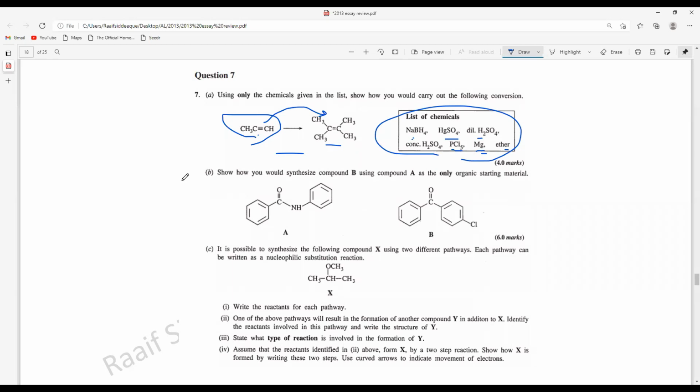So you have been given another compound, that is A. So I will first draw A. This is A. This is NH and this is our compound that they have given. And we have to make this one, CO Cl. Right?